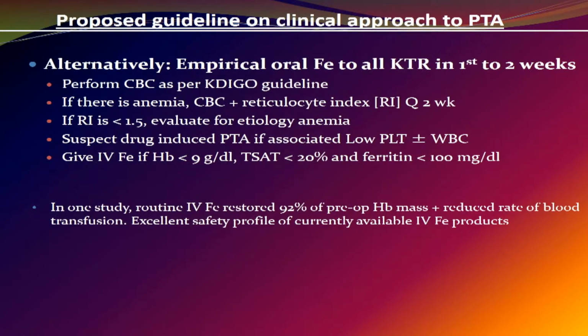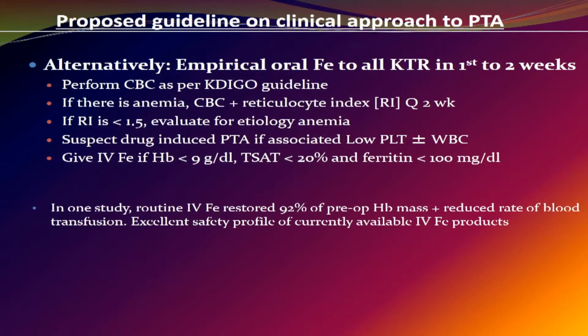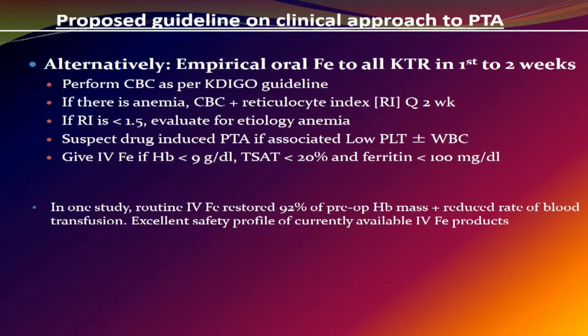If there is anemia, then we do a reticulocyte index in about 2 weeks. If the reticulocyte index is greater than 1.5, it substantiates the diagnosis of anemia. If it is less than 1.5, then you have to evaluate for an alternative etiology. You should suspect drug-induced post-transplant anemia if there is associated thrombocytopenia and leukopenia. We should also try to eliminate the possibility of viral infection.